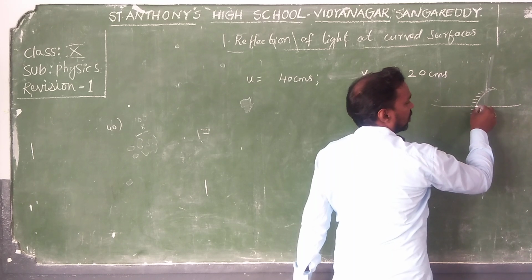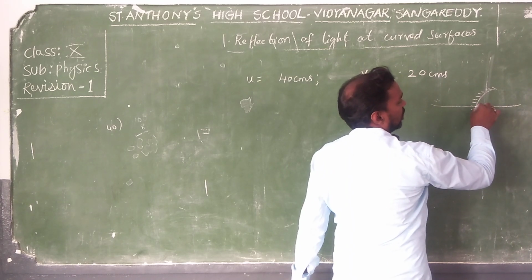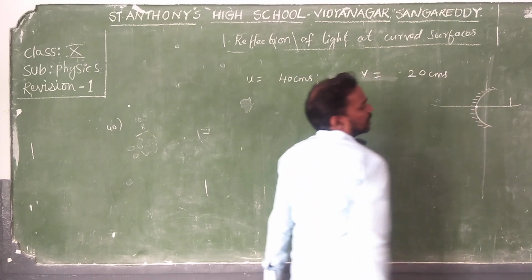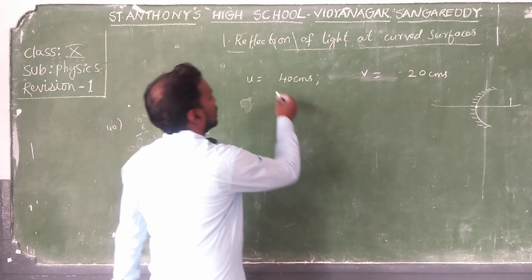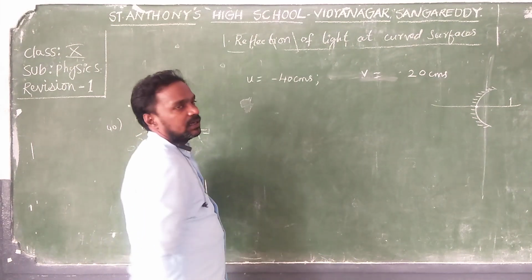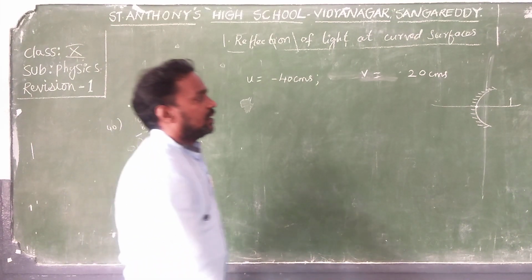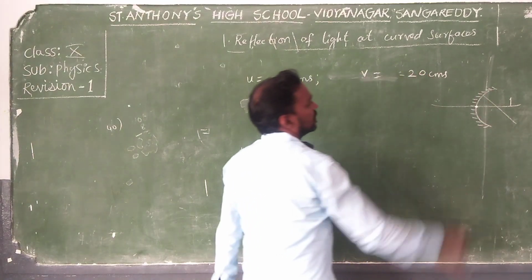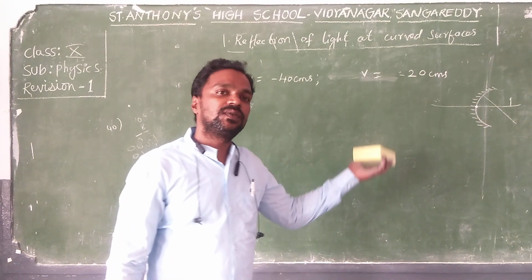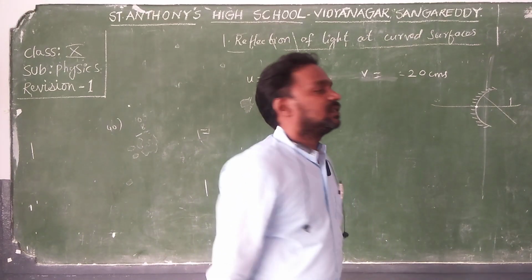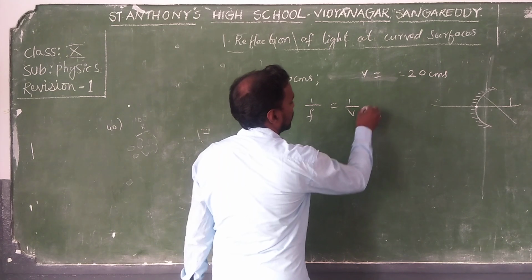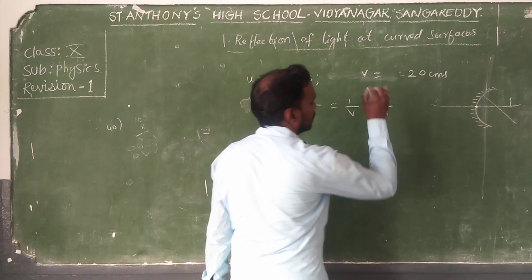All the distances should be measured from the pole. From the pole we have to measure distance, but the object is here, so that's why the object distance should be taken as negative. The image will also be formed on the same side, so that is also taken as negative. Substitute the values and you will get the answer in this formula: 1 by f is equal to 1 by v plus 1 by u. Do this one.